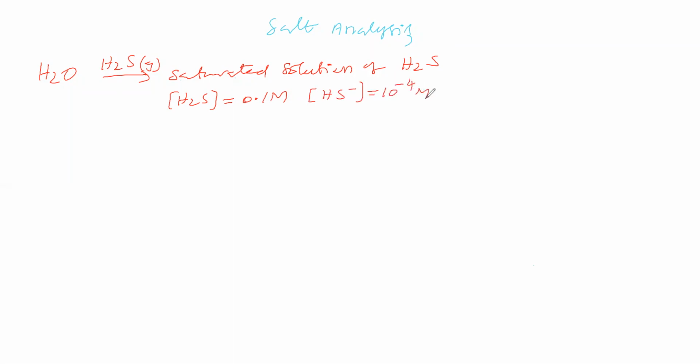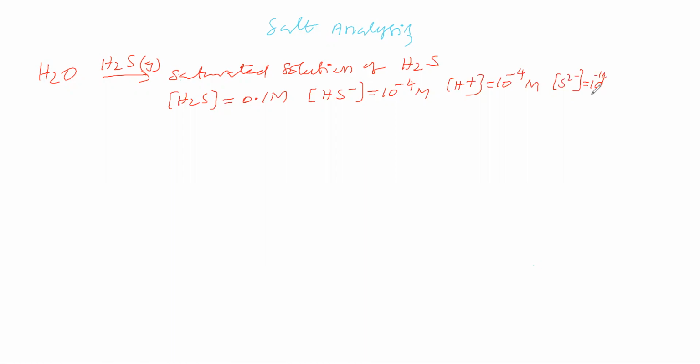On calculation we got the concentration of H plus equal to 10 to the power of minus 4 molar. The concentration of sulfide we got as 10 to the power of minus 14 molar. The concentration of different species we got so and so.